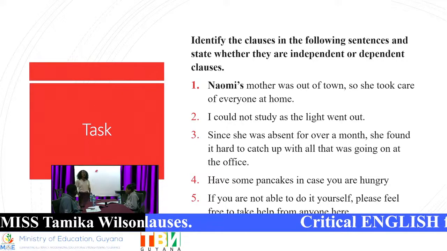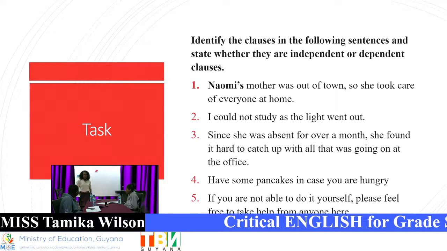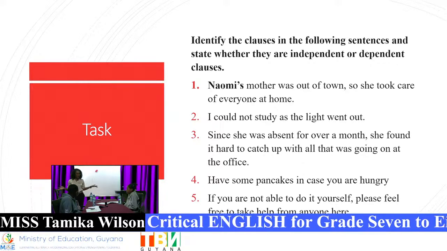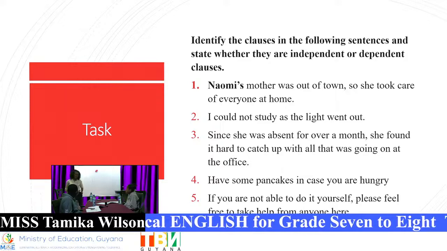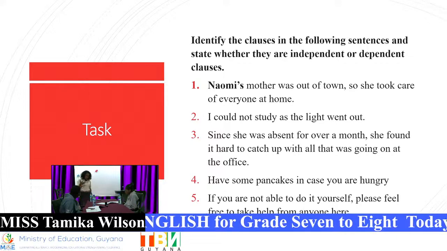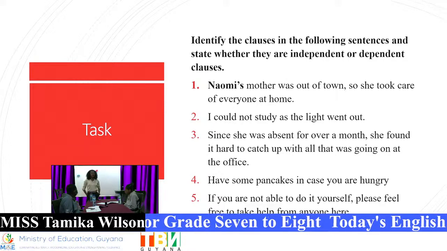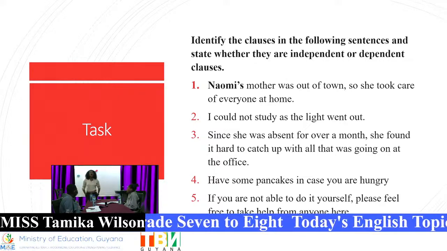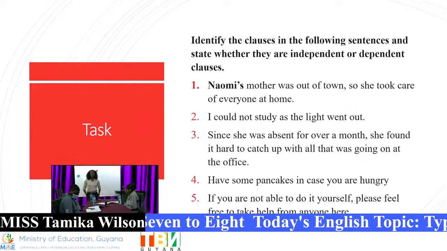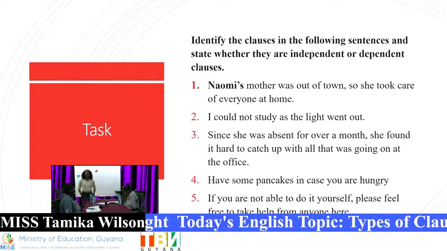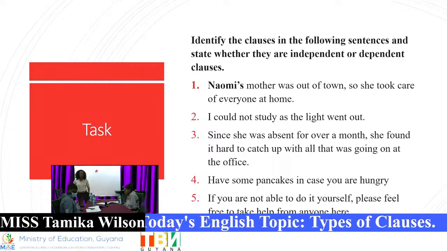If I come in and say, if you're not able to do it yourself, what's the first thing you can ask me? Do what? Once it leaves us with a question, it is a dependent clause. So the dependent clause is if you're not able to do it yourself, and please feel free to take help from anyone here is the independent clause. Nicely done.